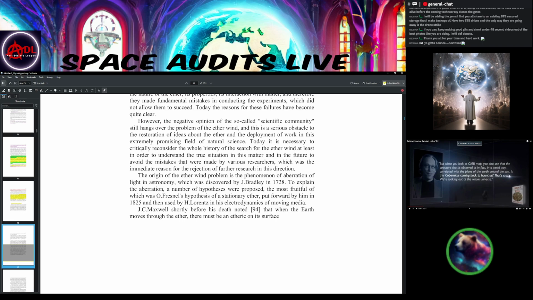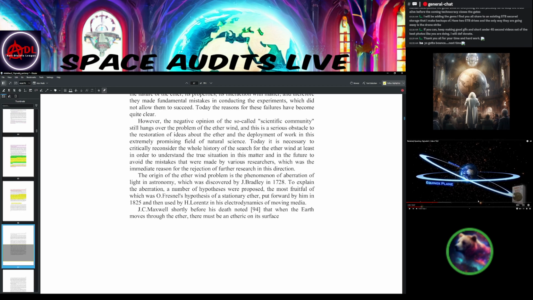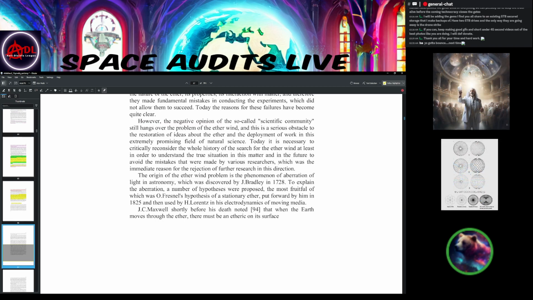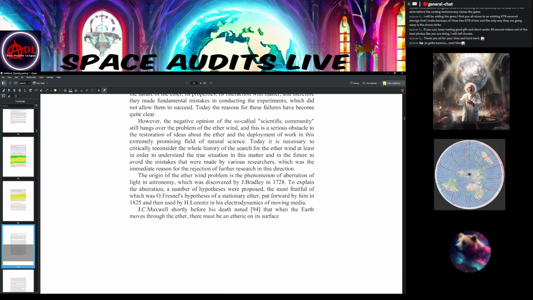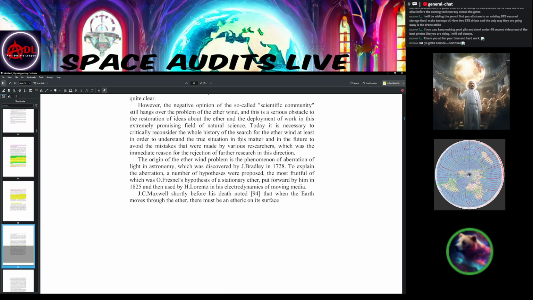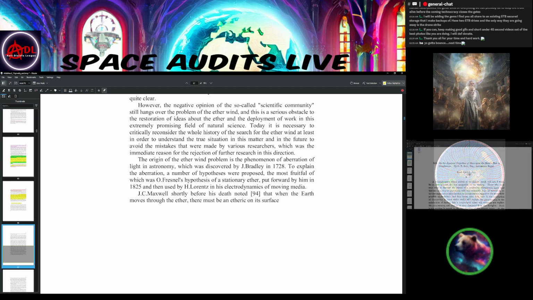Today, it is necessary to critically reconsider the whole history of the search for the ether wind, at least in order to understand the true situation in this matter, and in the future avoid the mistakes that were made by various researchers, which led to the immediate rejection of further research in this direction, or doing the experiments incorrectly, giving inconsistent results, disproving it, and making it seem like an unviable hypothesis. That's what he's saying: avoid doing that by understanding how to do it correctly.